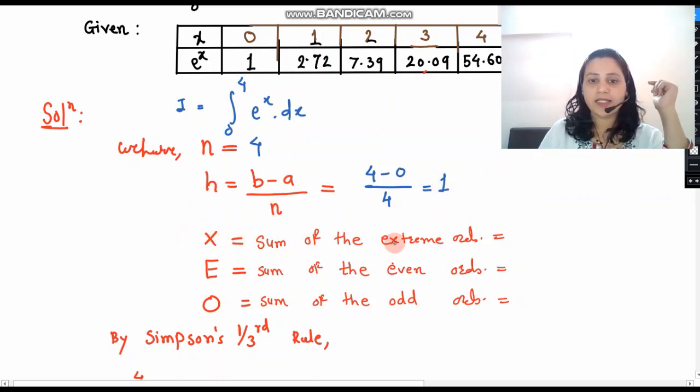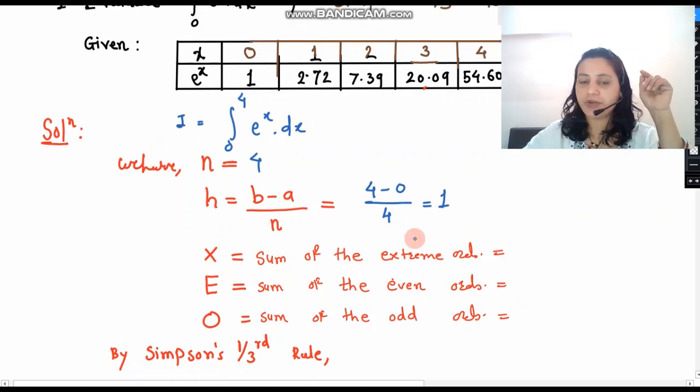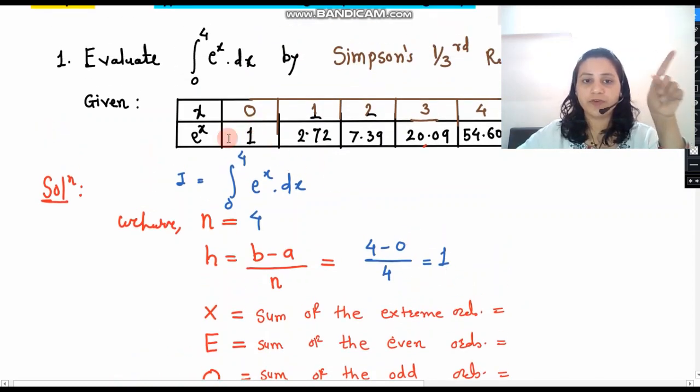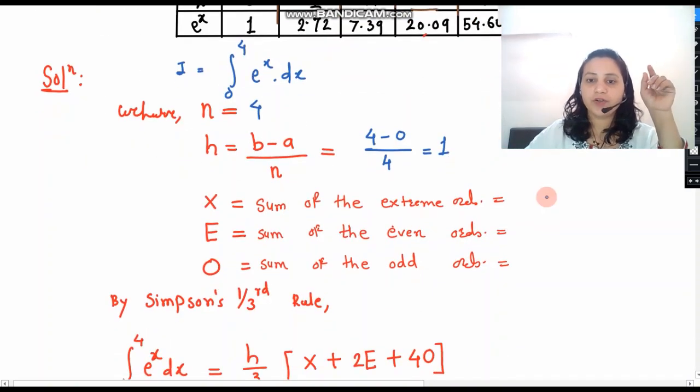Now x is nothing but the sum of extreme ordinates. Extreme means first and the last ordinate. So the first ordinate is 1 and the last ordinate is 54.60, right? So addition of them, that means 1 plus 54.60 is equal to 55.60, right? So this is the value of x.